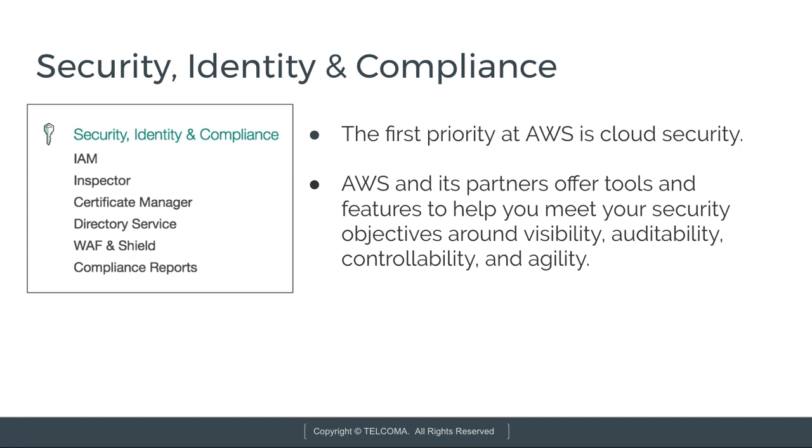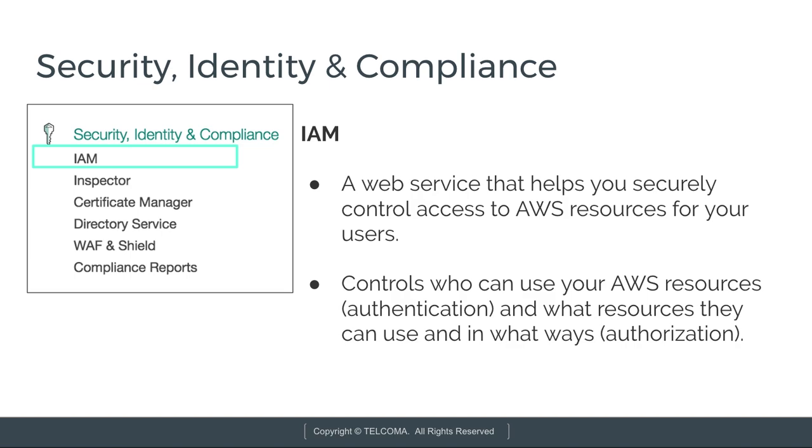So in security, identity, and compliance, the very first one is IAM. What is IAM? IAM stands for Identity and Access Management. This is a powerful service which allows you to control how people and programs are allowed to manipulate AWS infrastructure. IAM uses traditional identity concepts: it has users, groups, and access control policies to control your account and various services.